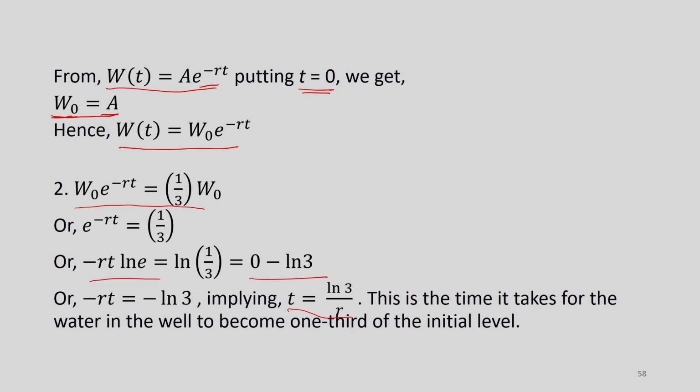So, this is the time. What is the meaning of this answer? This is the time it takes for the water in the well to become 1/3 of the initial level. Why am I saying that? Because look at the thing that we started with. This left hand side is the water in the well, and on the right hand side I have 1/3 of the initial level. So, solving this I am getting t. That t is nothing but the time it will take for the water in the well to become 1/3 of the initial level.